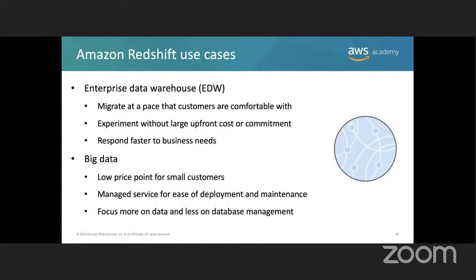Big data customers have only one thing in common: massive amounts of data that stretch their existing systems to a breaking point. Smaller customers might not have the resources to procure the hardware and expertise that is needed to run these systems. So with Amazon Redshift, smaller customers can quickly set up and use a data warehouse at a comparatively low price point.